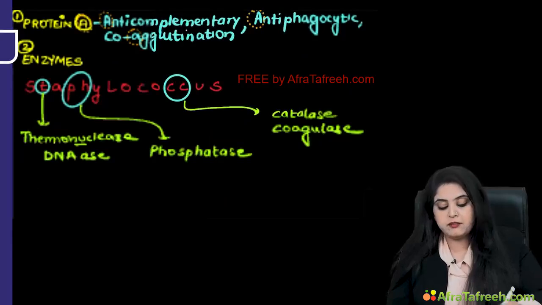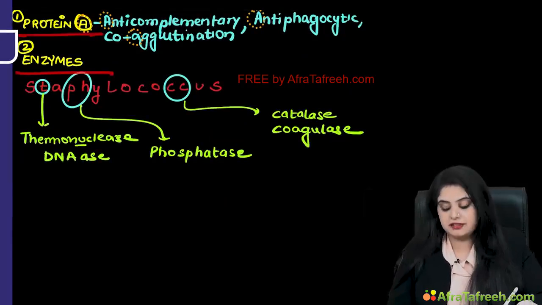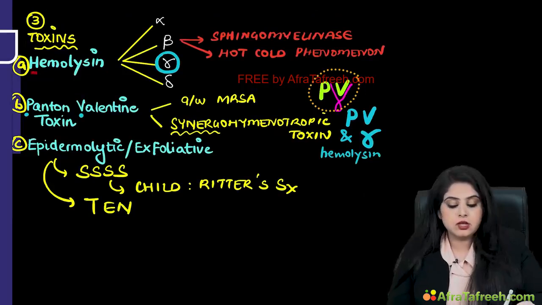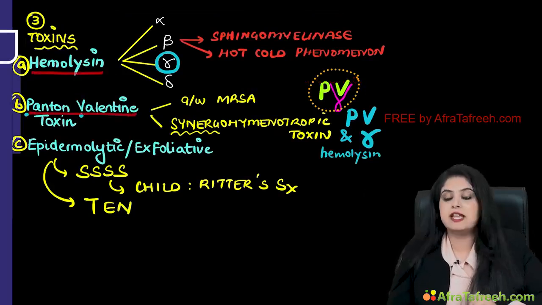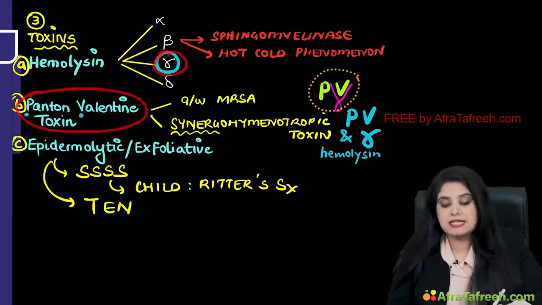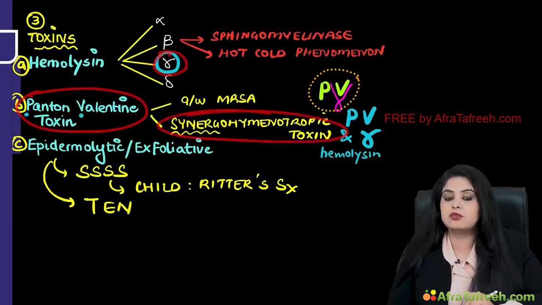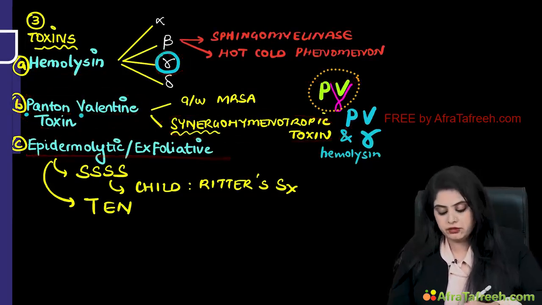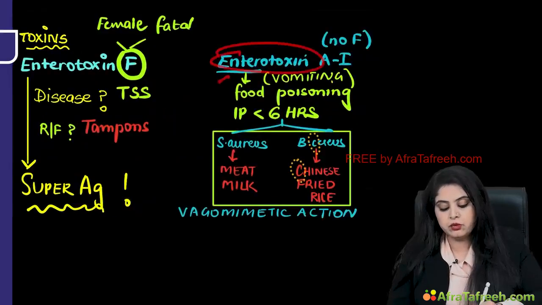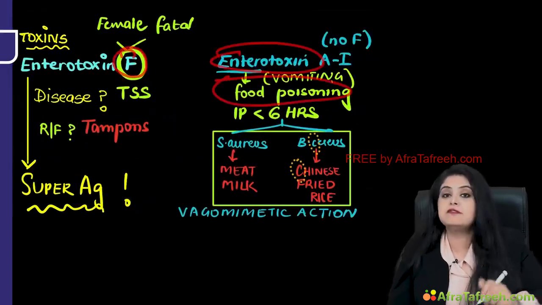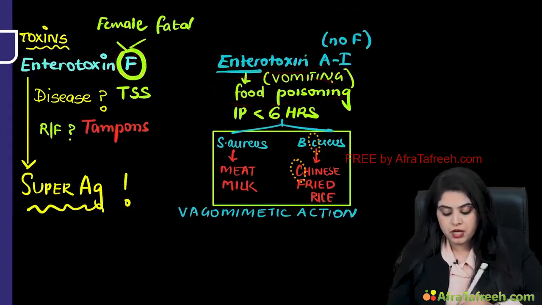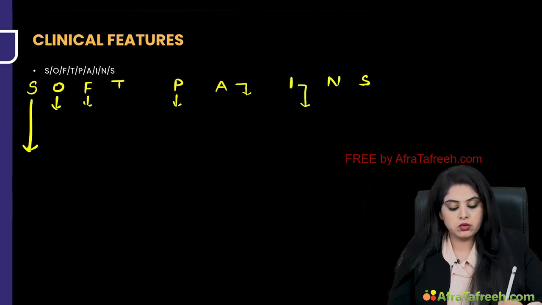Starting once again, we have protein A, then we have all the enzymes, then we have the toxins. Toxins: hemolysin, Panton-Valentine. You combine Panton-Valentine and gamma, that becomes synergohymenotropic. Epidermolytic for things to do with skin, entero to do with food poisoning, all but F, and F to do with fatal toxic shock syndrome. What are the clinical features that Staphylococcus aureus has?